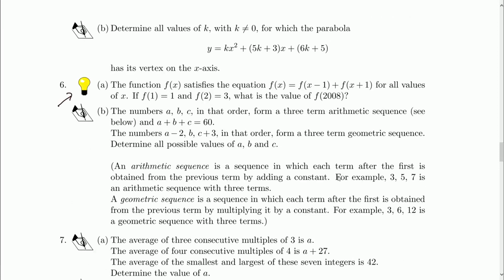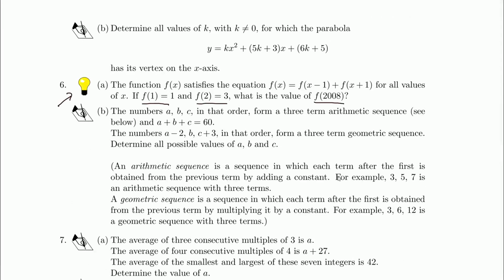Speaking of which, 6a. The function f of x satisfies the equation f of x equals f of x minus 1 plus f of x plus 1 for all values of x. If f of 1 is 1 and f of 2 is 3, what is the value of f of 2008?